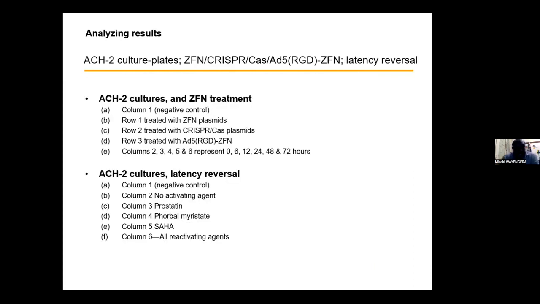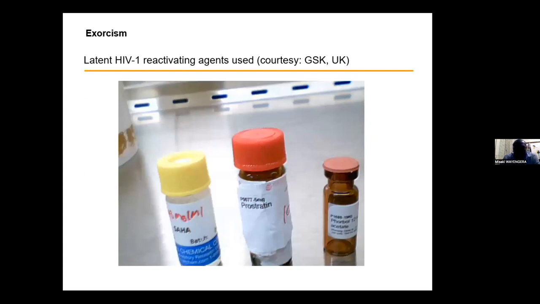So in terms of analyzing latency, the large thing we are looking at is, first of all, the treatment of the cultures, but also the issue of the reversal of latency following the use of latency reversing reagents. These are HIV activating reagents: prostratin, PMA, SAHA. A lot of work has been done around this as latent reversing reagents. These were obtained as a courtesy of GSK. Actually, a lot of this work was funded by the GSK Trust in Africa grant.